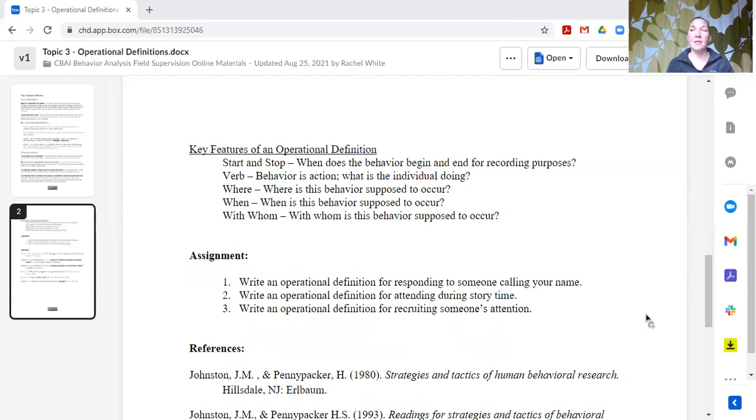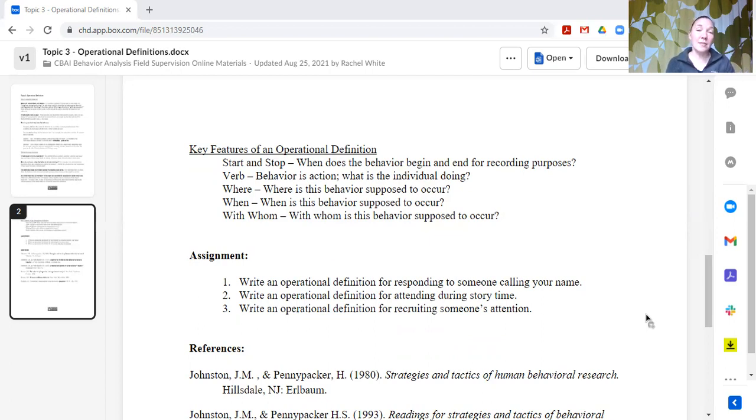I think that that is the best way to do this, because when we're writing operational definitions, we are not trying to write an operational definition that would account for the way that every individual would perform that behavior. We are writing an operational definition specific to an individual. So think of an individual, if not somebody that you're working with, think of yourself. What would it look like to respond to someone calling your name? Hey, Rachel, what would it look like when I respond to that? How quickly? What would be my where, when, and with whom? My verb, my start, and my stop.